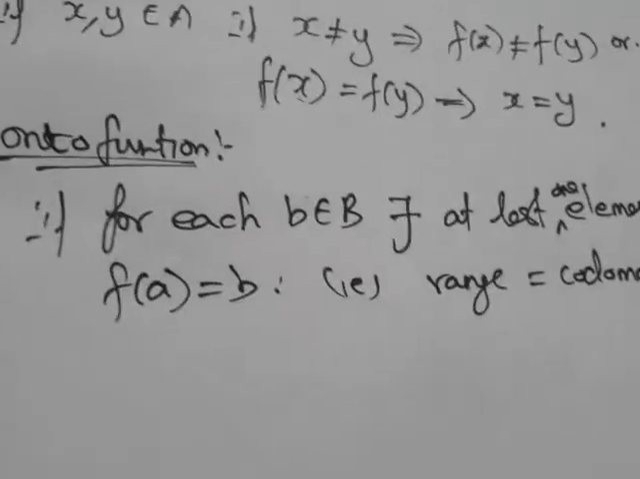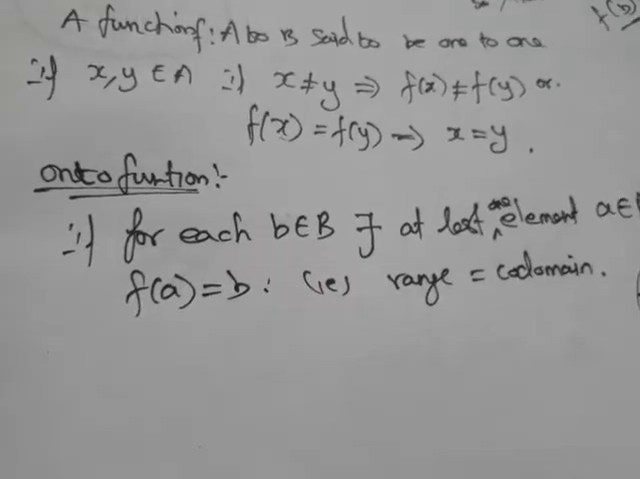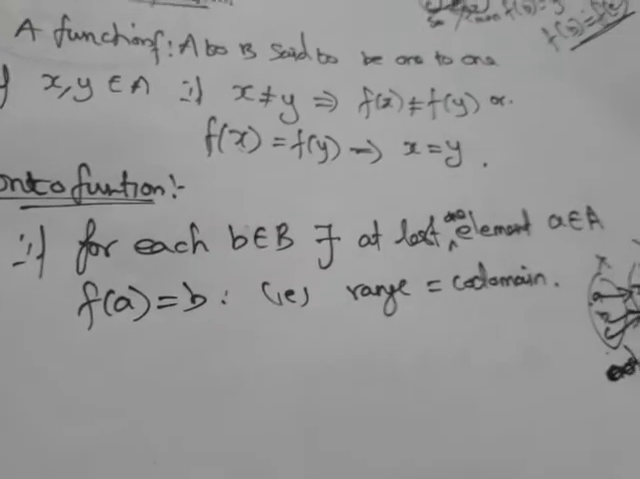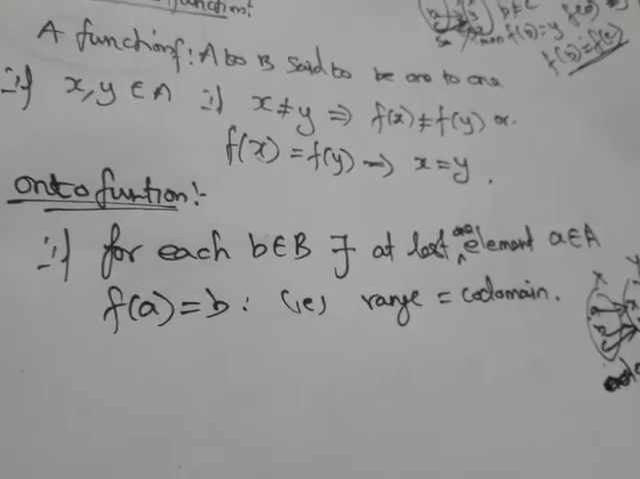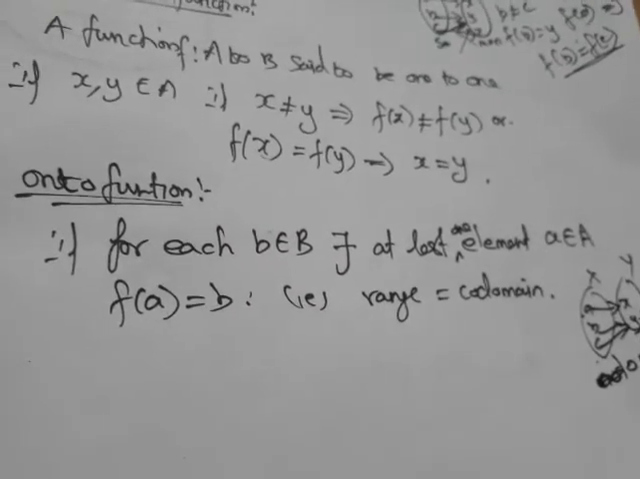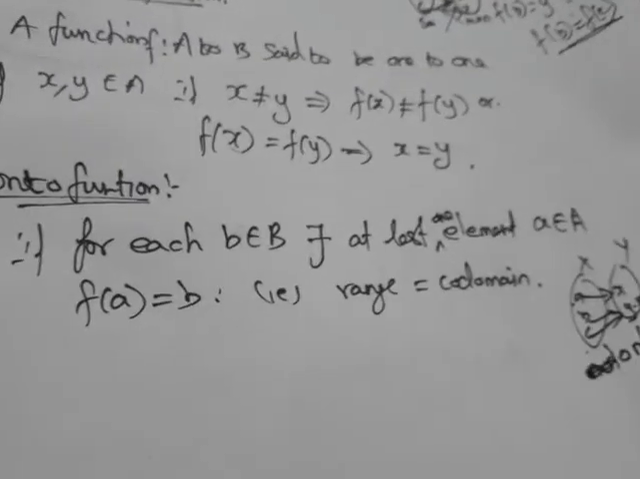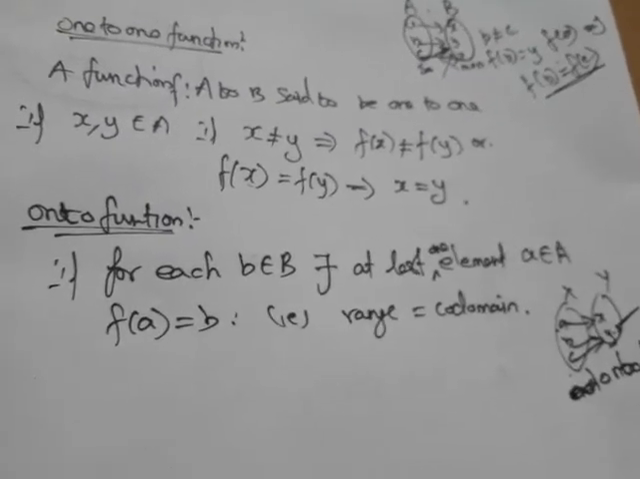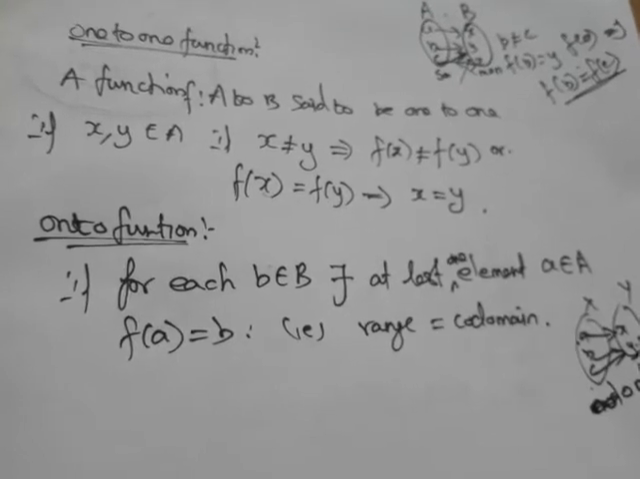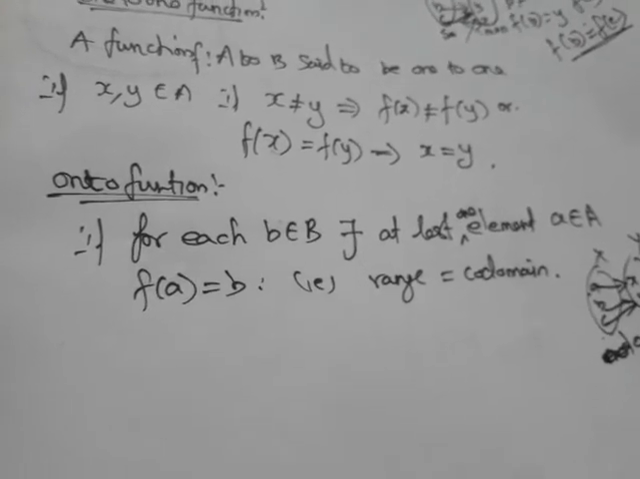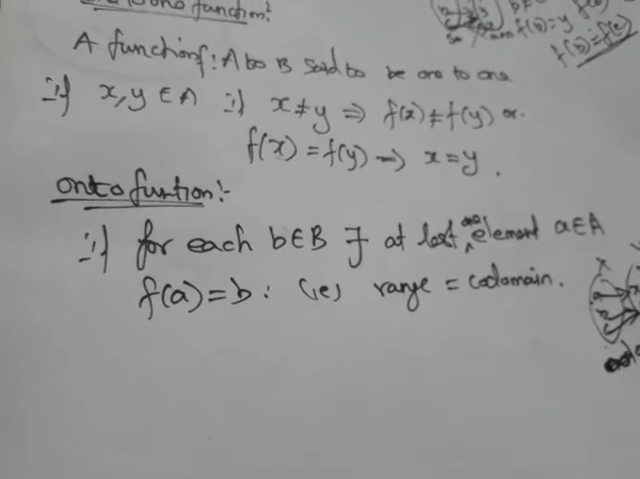Again I will tell what I mean by onto function. For every element in the codomain, there exists at least one element in the domain, that is called the pre-image. So every element in the codomain has a pre-image in the domain, and that is called an onto function. So I explained onto function.